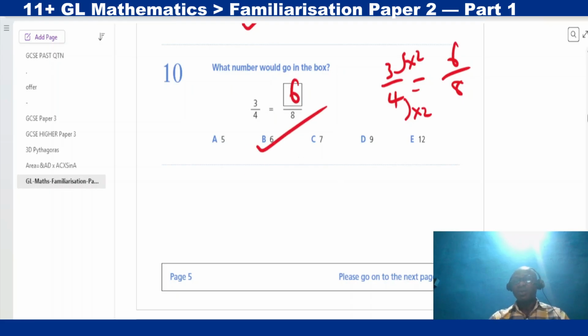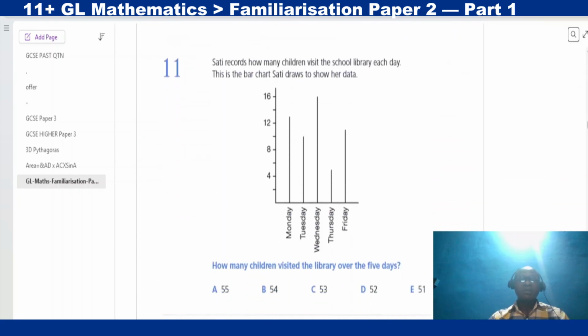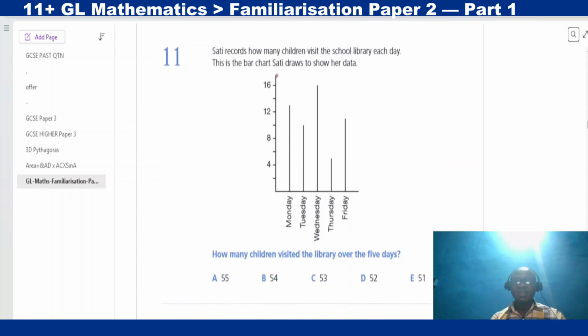All right, we go to question number 11. In number 11 here, we are asked how many children visited the library over the 5 weeks. So what we are going to do is add it up. If we trace the first one, that is here, so that is 13. Then the second one is exactly here, and that is going to be plus 10. The next one is here, that is 16. The next one is going to be here, you can see it, and that is 5.